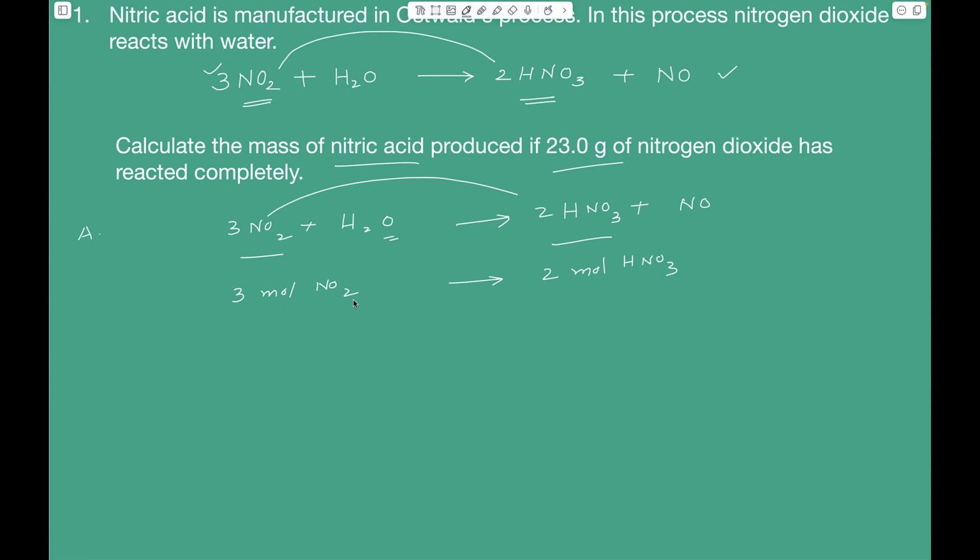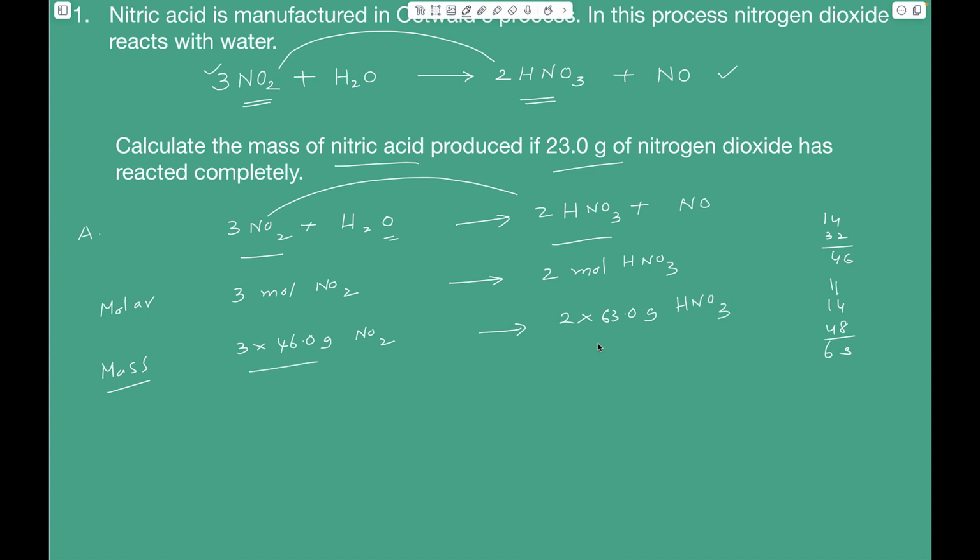Now this is the molar interpretation, right? Now what is the mass interpretation? What is the mass of 1 mole of nitrogen dioxide? 14 plus 32, right? Is it 46? Yeah. So 3 times 46.0 grams of NO2 would produce 2 times, what is the mass of 1 mole of nitric acid? 1 plus 14 plus 48, which is 63. So 63.0 grams of nitric acid.